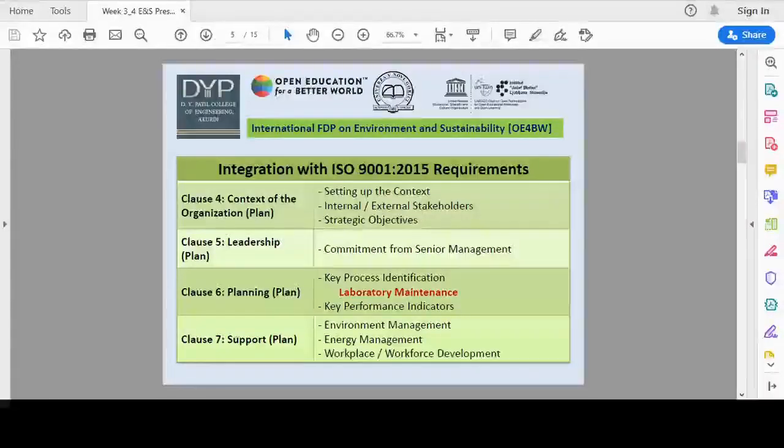How can we integrate these ISO standards with the QMS ISO 9001:2015 for an educational institution? ISO 9001:2015 has 10 clauses. In this, clause 4 sets the context of the organization. Using the internal and external stakeholder interaction, the educational institution can define their strategic objectives. Clause 5 talks about the commitment from senior management to the QMS.